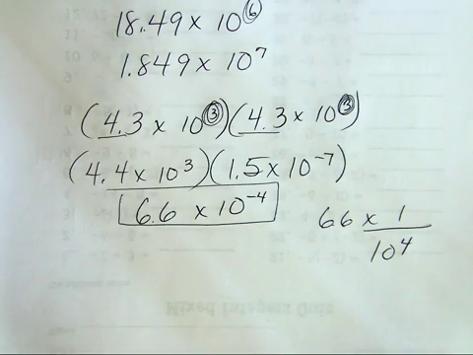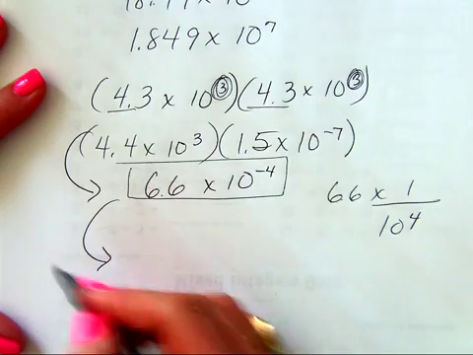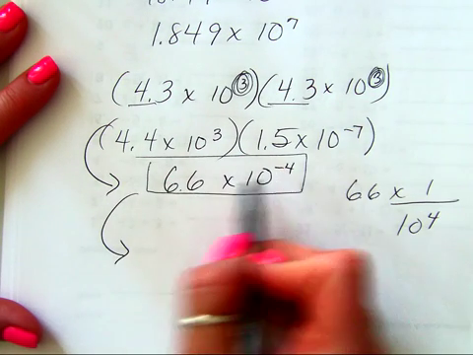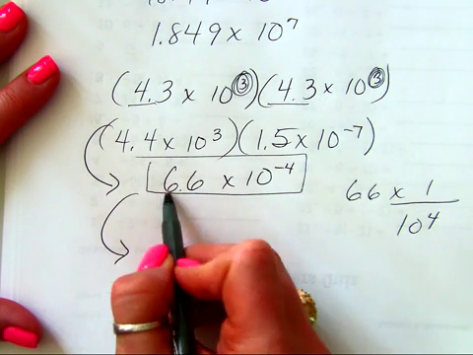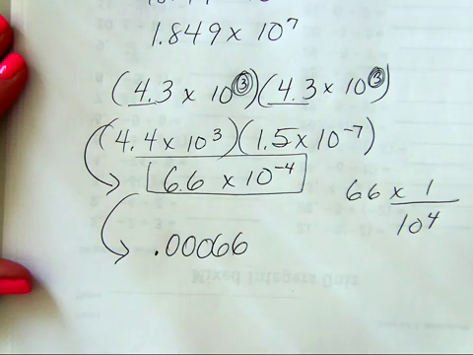So then, if I took it from here to here, now take it from scientific to standard. This exponent tells me move it 4 to the left. I have 1 place, so I need 3 zeros. That is my standard form answer.